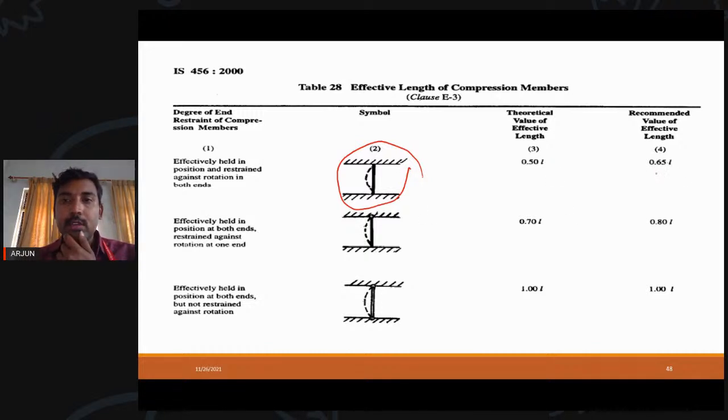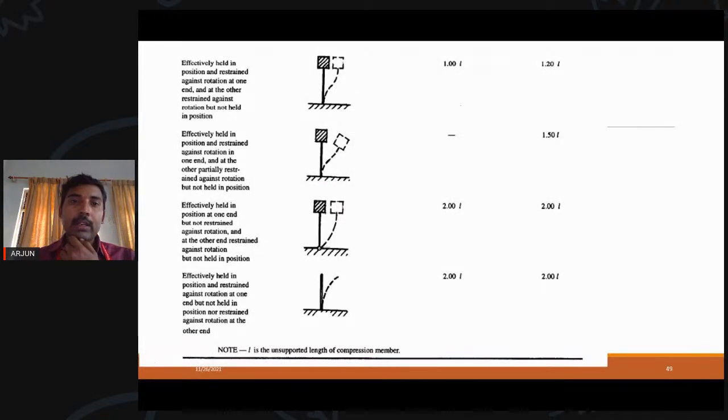Generally, for fixed sections it is 0.65. For the hinged case it is 1 times L. If one end is hinged and one end is fixed, it is 0.8 times L, and if one end is fixed and the other end is free, it is 1.2 times L. If one end is hinged and the other end is free and also not restrained, in such a case it is 2 times L.